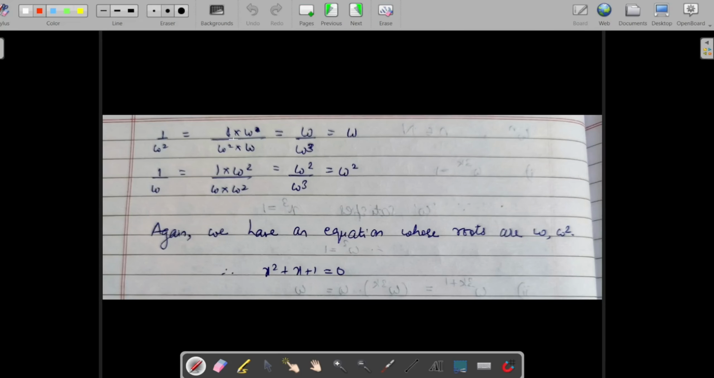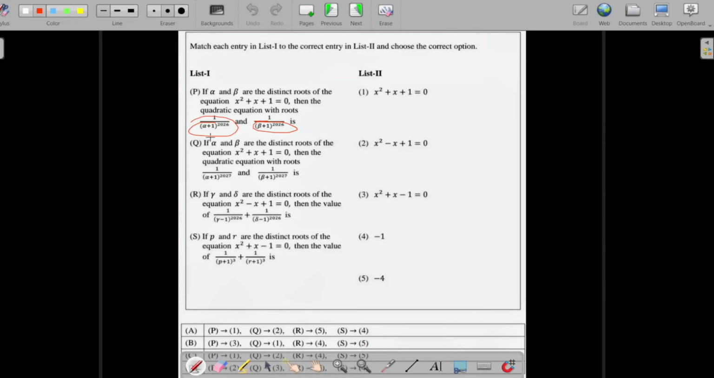1 upon omega square, we can write it as 1 into omega over omega square into omega. Basically, numerator and denominator we are multiplying by the same quantity. So this becomes omega upon omega cube, and we know that omega cube is always equal to 1, because omega satisfies x cubed equals 1. This will be nothing but omega. Similarly, this will be nothing but omega square.